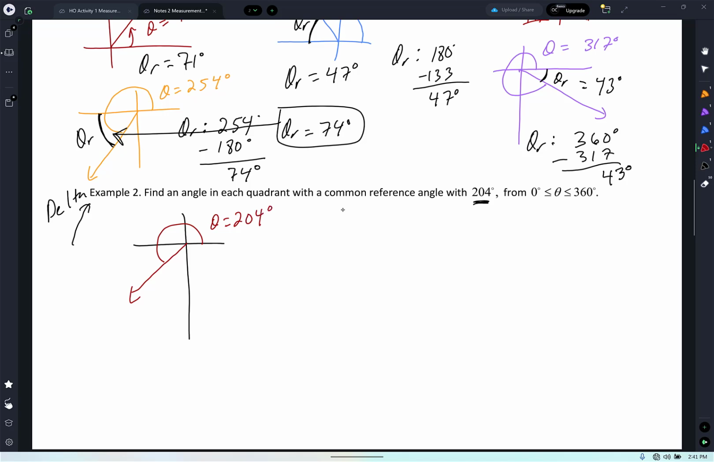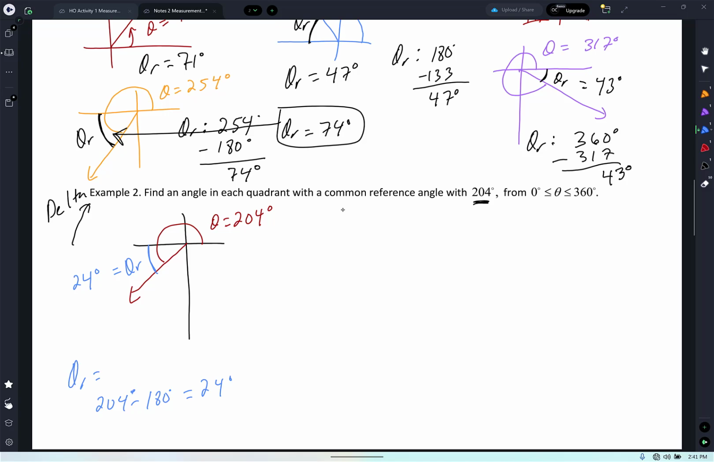204 degrees. What is that reference angle? That's my reference angle right there. So I'm going to go theta r equals, let's see, how do I calculate it? 204 minus 180, and that's going to give me 24 degrees. So that's my reference angle. Okay. We haven't answered the question yet.